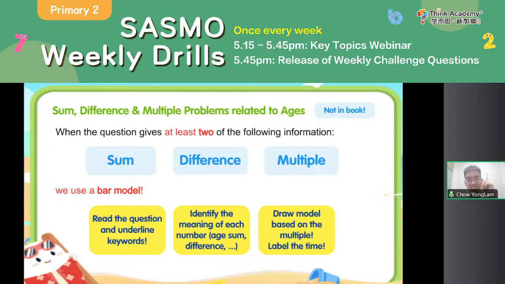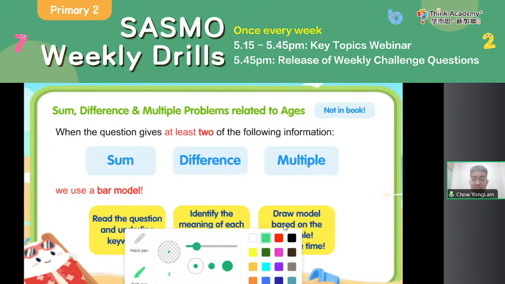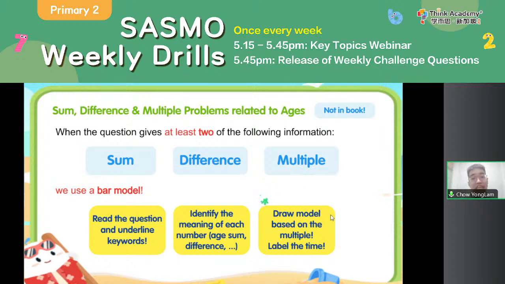And if you see a multiple relationship, here's my very pro tip for you whenever you see age problems: draw your model based on the multiple relationship. I've talked about sum and multiple, difference and multiple in last week's lesson. So hopefully you remember, whenever we see a multiple relationship, how do we draw the model?